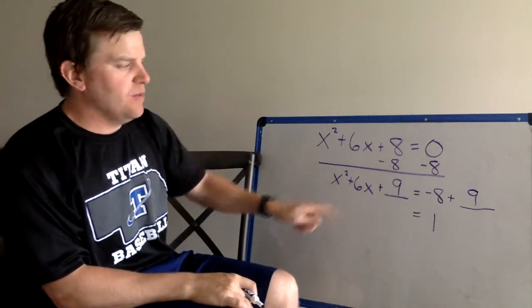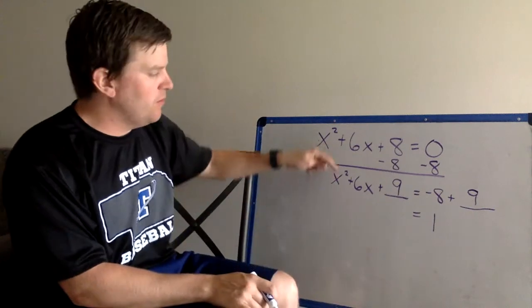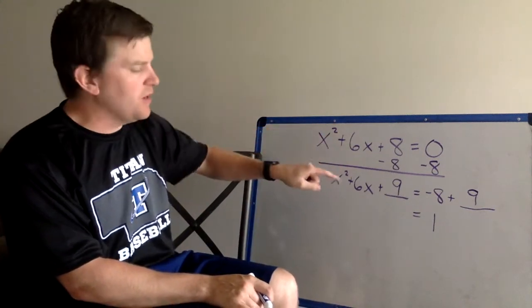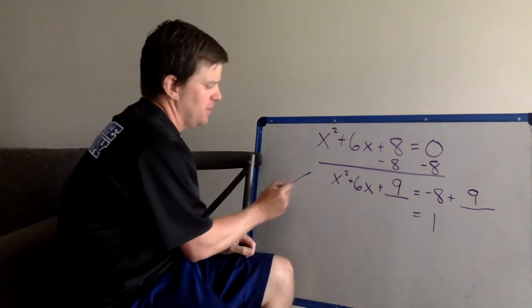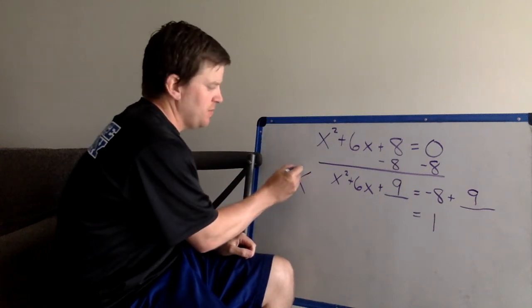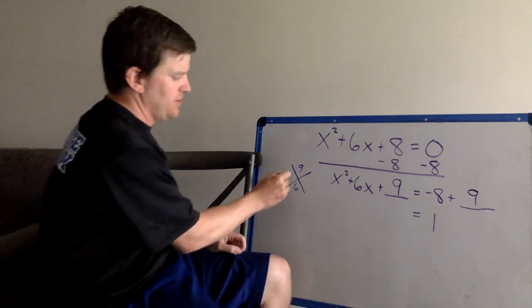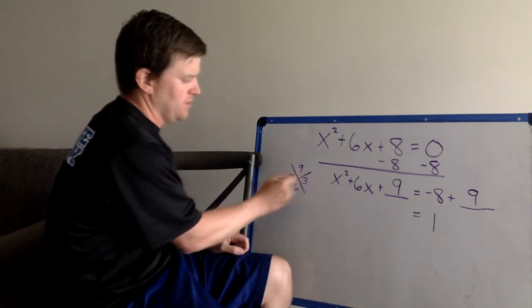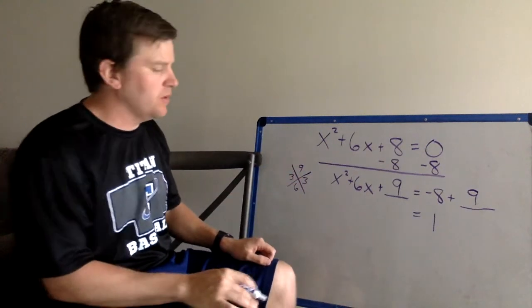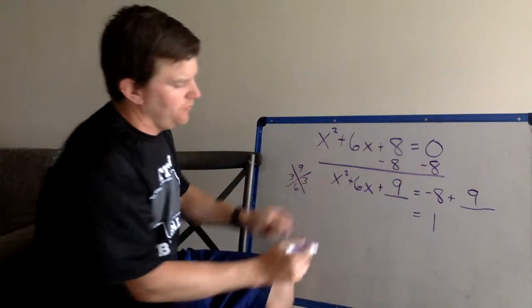If we look at the right side, negative 8 plus 9 is just 1. The left side, we're going to do like we saw in the last video. We're going to write this in factored form. So we're going to think of how we can factor that. If we want to use the x method, we can put 9 on top, 6 on bottom. We know that 3 times 3 equals 9, 3 plus 3 equals 6. That works. Okay, so this was called factored form.